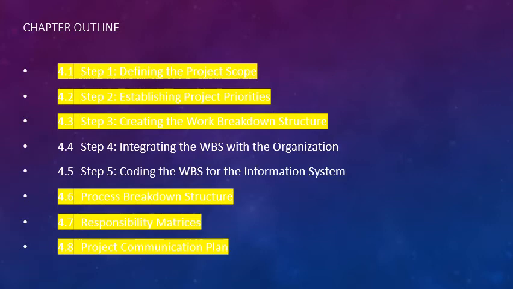We're going to talk about process breakdown structure, responsibility matrix, and project communication plans, all of which are really needed to be set up in the beginning. Again, we're in that planning phase of our project to make sure that when we move forward with the implementation, we're ready to go and we have an idea of what's going on.